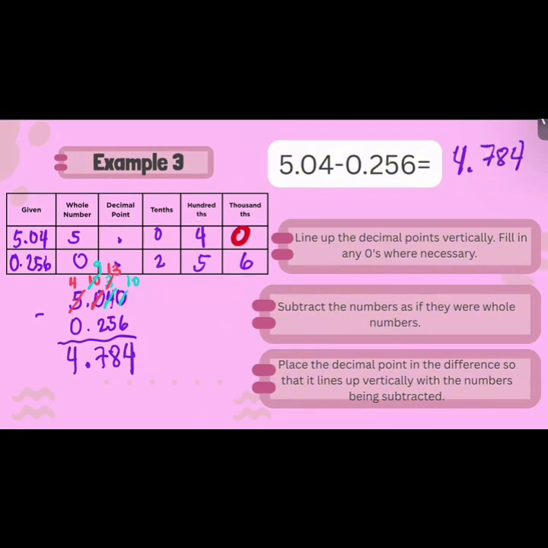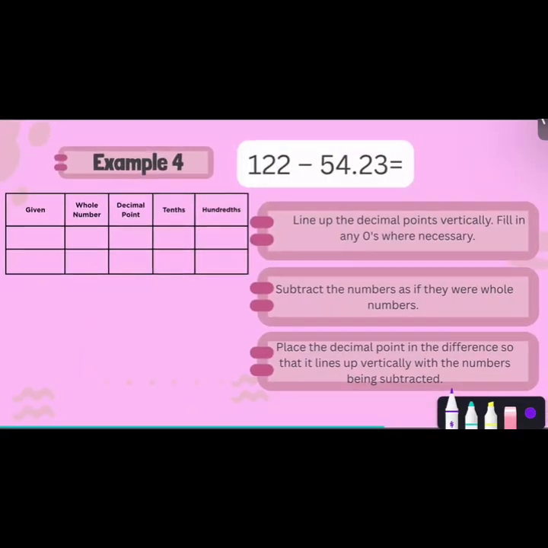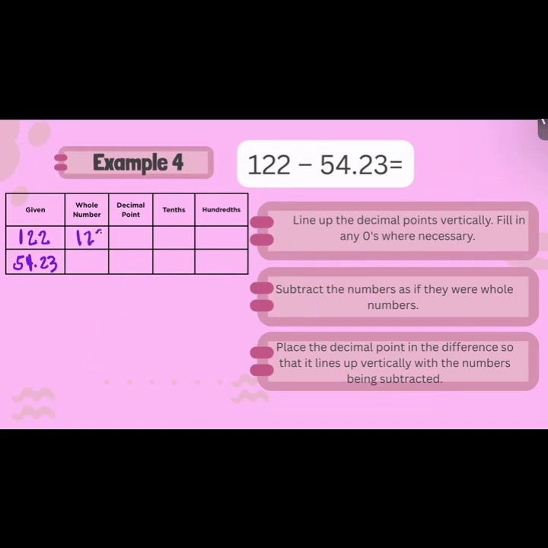Okay, now let's proceed with our example number 4. For our example number 4, we have 122 minus 54 and 23 hundredths. So first, write the given. We have the whole number 122. Our subtrahend is 54 and 23 hundredths. So write the whole number 122. Wala tayong decimal point, tenths and hundredths. Now for our subtrahend, we have the whole number 54. Our decimal point, copy, tenths is 2, hundredths is 3.